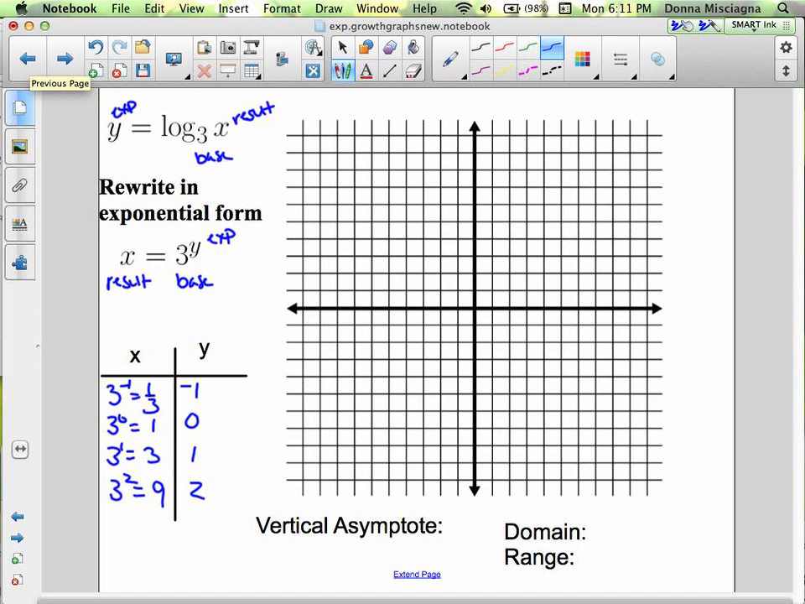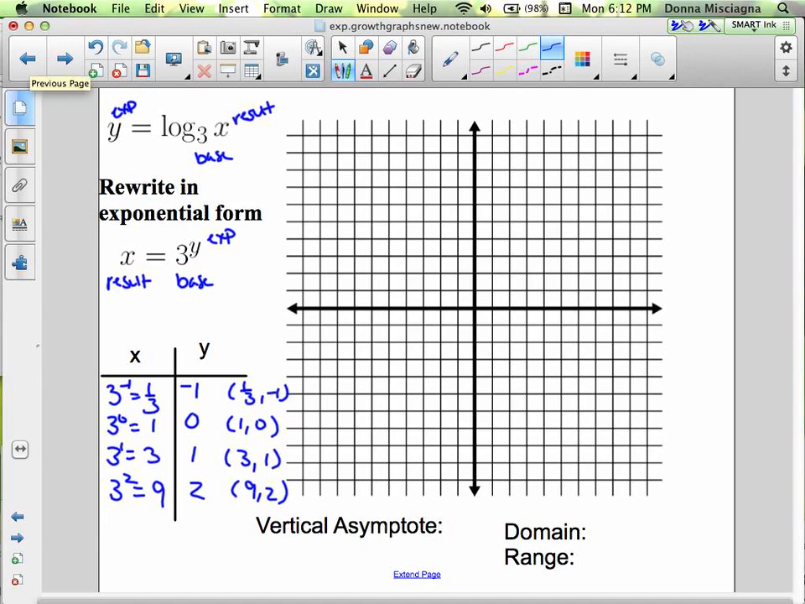So now it's +2. The exponent is +2, and that's going to give us 9 rather than -2, and that's because our base is 3, not 1/3. This time we're growth, not decay. All right, so let's graph our points here. We have (1/3, -1), (1, 0), (3, 1), and (9, 2). And so we'll graph those.